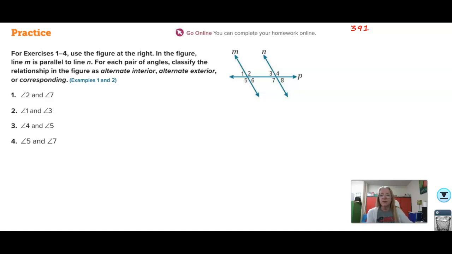All right, so angle 2 and angle 7. Let me fire up a pen here. Angle 2 and 7. So 2 is right here, and 7 is here. So these are our two angles. These are on opposite sides of the transversal, so they're alternate, and they're in between the parallel lines, so they're alternate interior.